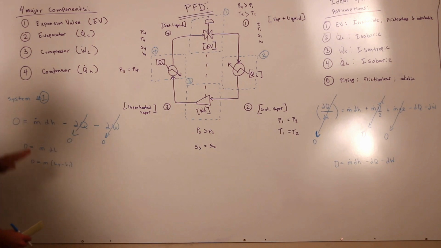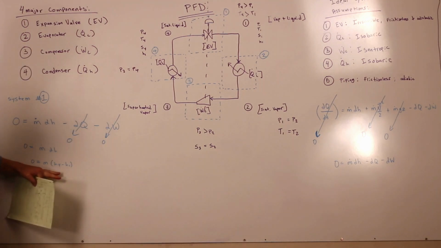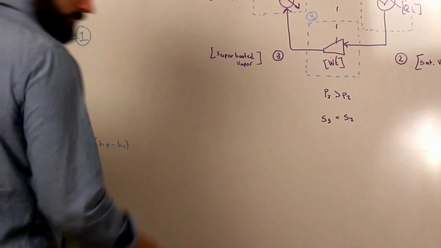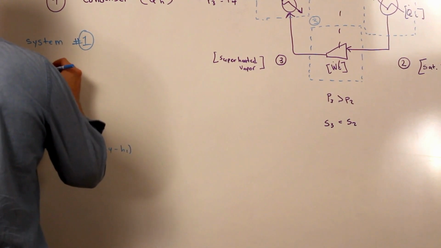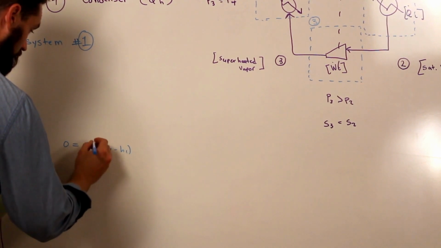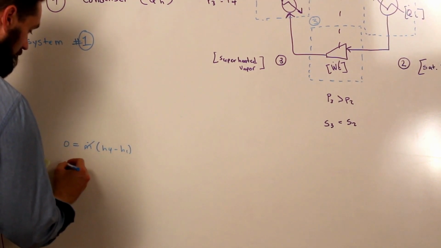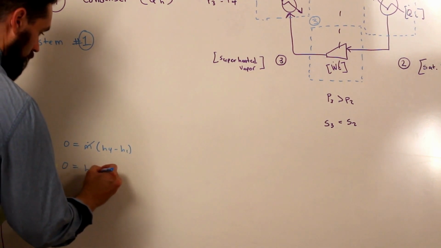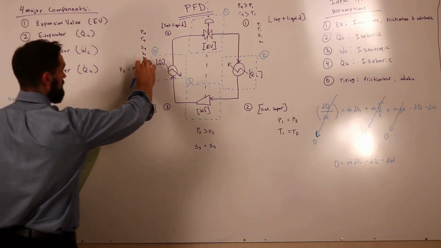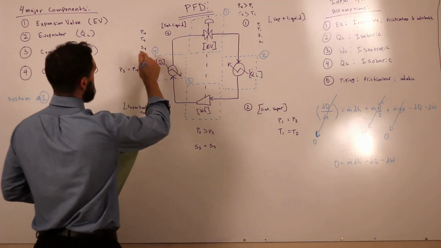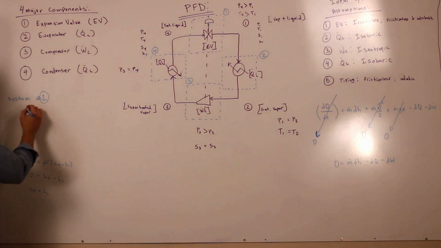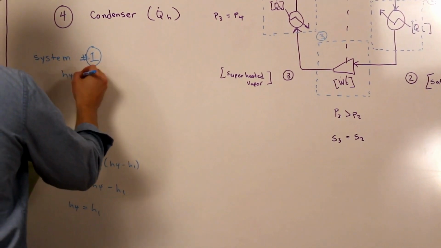Now I'm going to erase this so I can keep my room, but we'll have our final result here under system 1. And I didn't reduce this far enough. So we have our mass, which can be factored out. If we divide by mass on both sides, what we're left with is 0 equals H4 minus H1, which means that H4 equals H1. We deduce that from the energy balance. So here, our most simplified term is H4 equals H1.